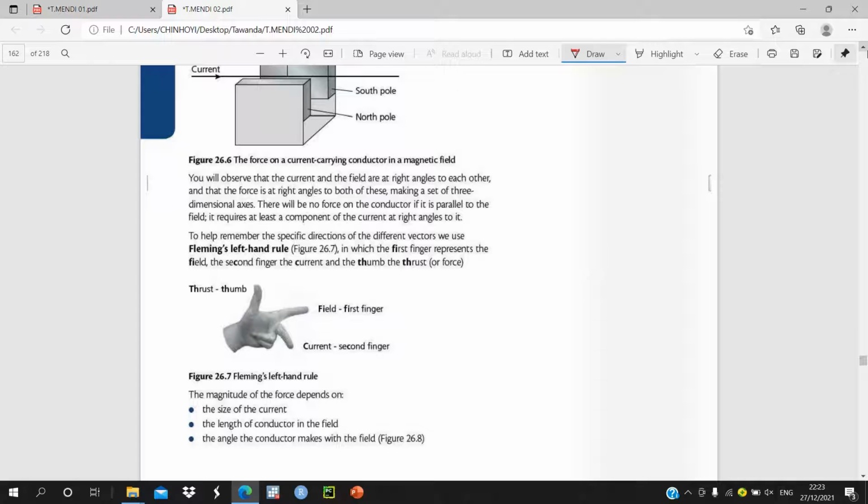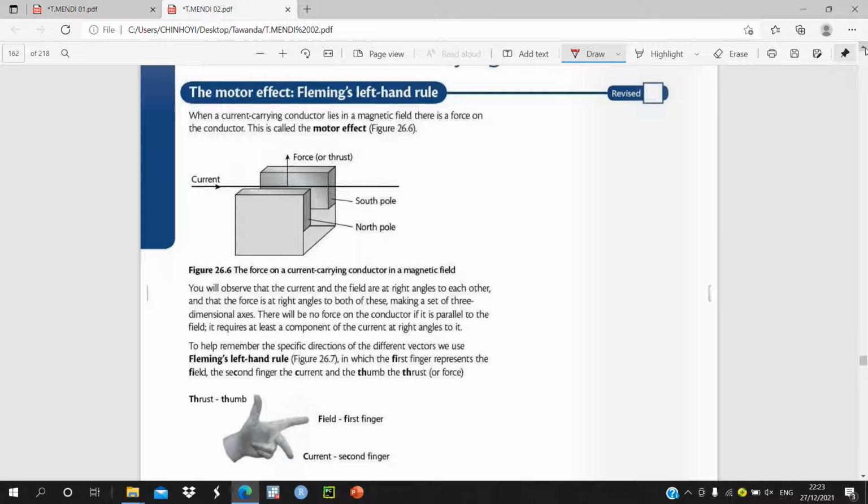Fleming's left hand rule demonstrates the direction of the force when a conductor carrying current is placed in a magnetic field. Here is the direction of the current, and here is the direction of the magnetic field, from the north pole to the south pole, and here will be the force, or upthrust, being experienced, as determined by Fleming's left hand rule.